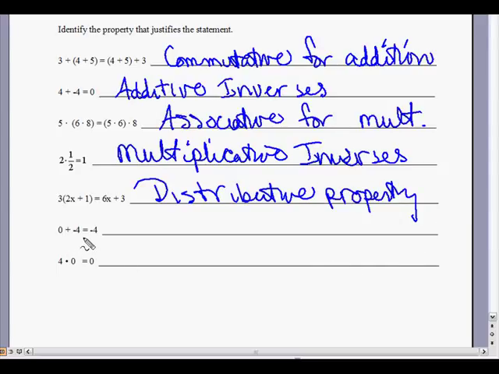0 plus negative 4 is equal to negative 4. When you add and nothing changes, that's what we're calling the additive identity.